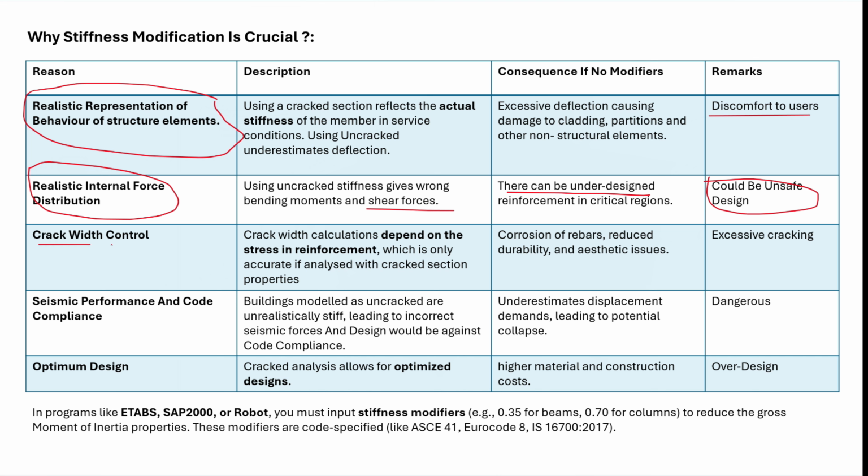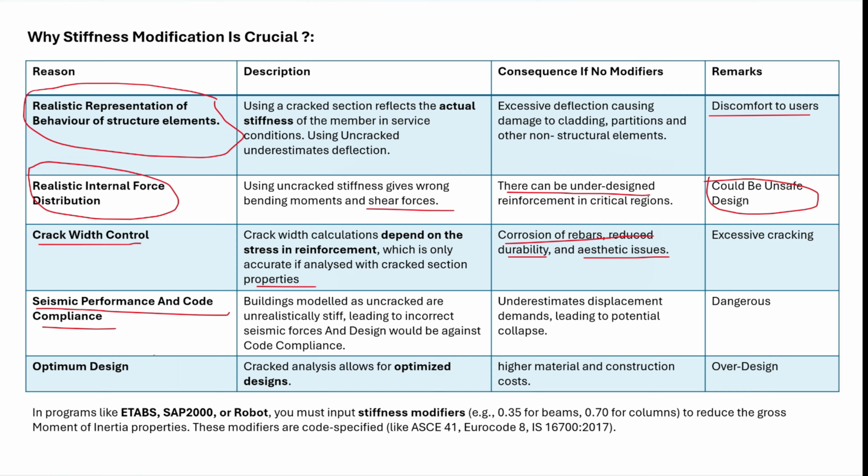Crack width control is also one of the reasons we adopt stiffness modification. Crack width calculation depends on the stress and reinforcement, which is only accurate if analyzed with cracked section properties. Corrosion of rebars, reduced durability, and aesthetic issues are the consequences of not adopting modifiers in that case.